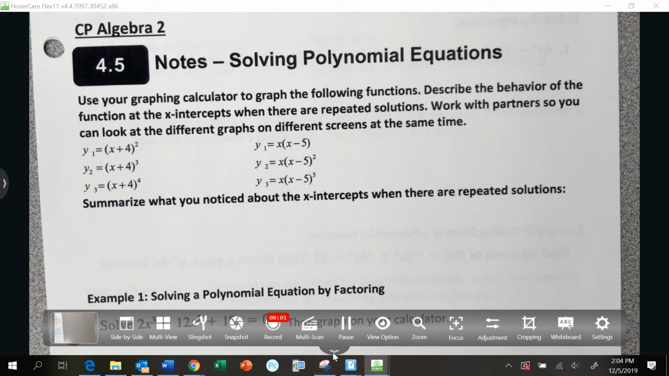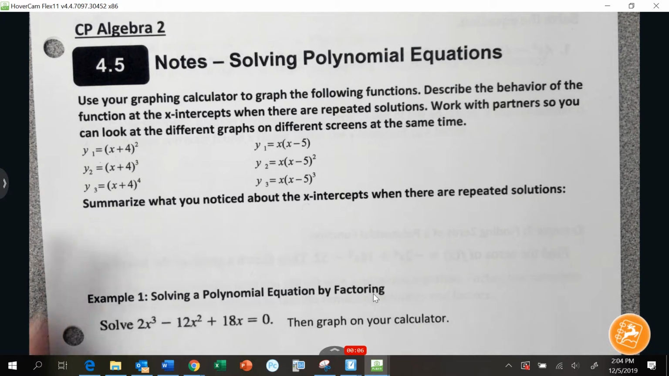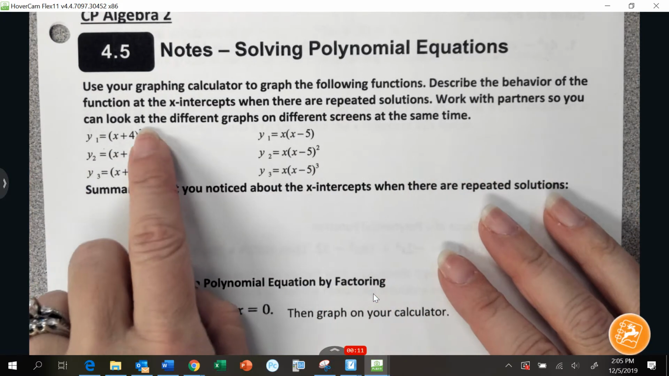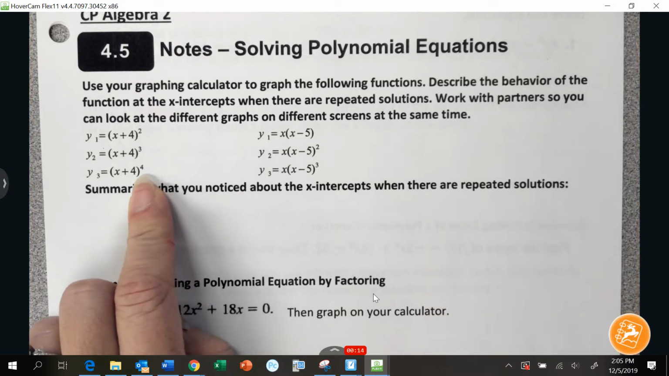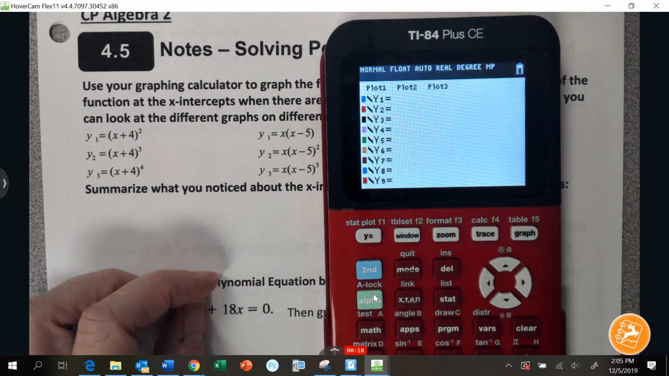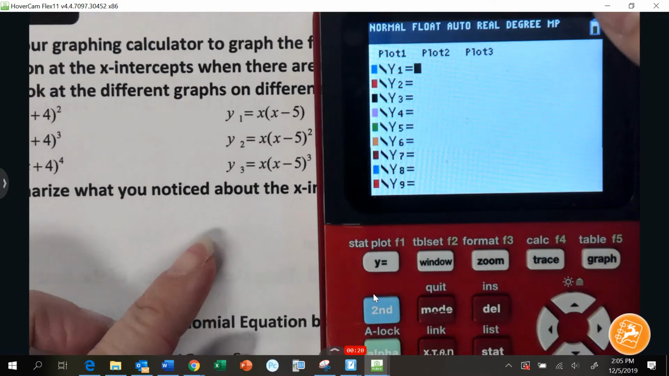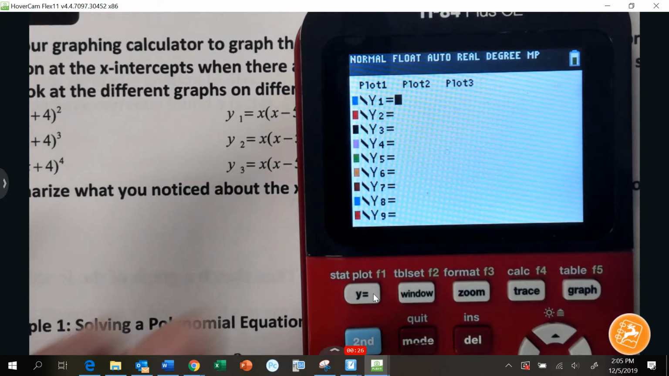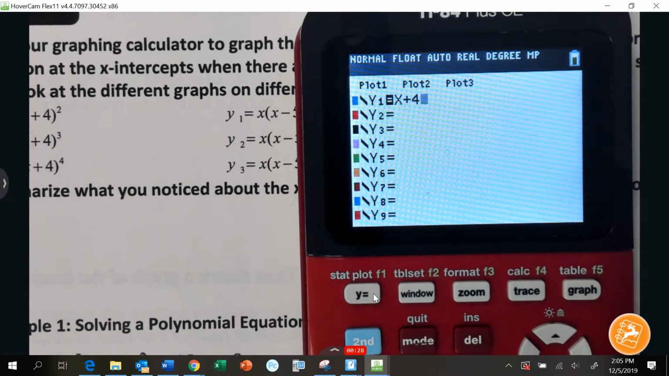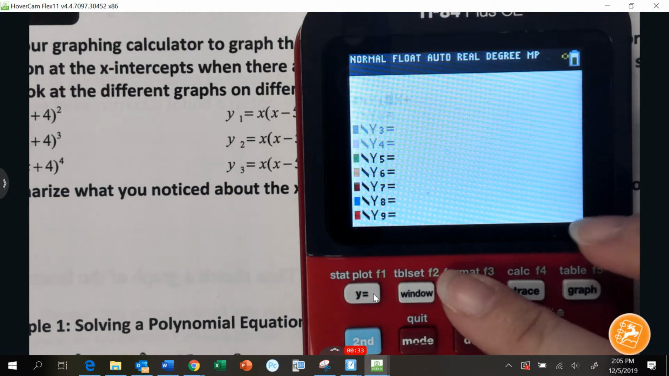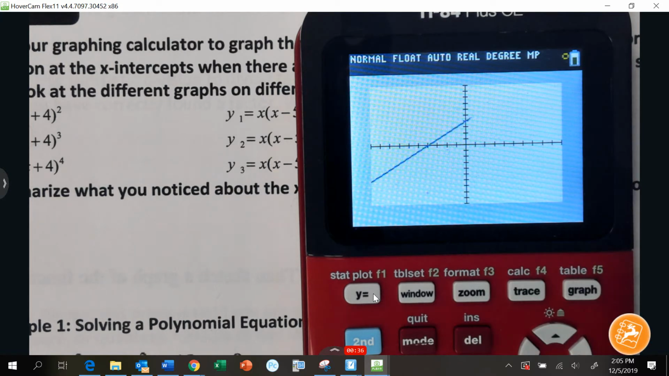All right, so 4-5, we are going to build on what we did in 4-4. But we're going to start by just using our graphing calculator to envision what these graphs look like and what happens when I change the exponents. Okay? So go ahead on your graphing calculator and go to y equals. You can use Desmos. We're going to just do x plus 4 to start. Just do x plus 4, okay? And when you hit graph, if you need to fix your window, zoom 6 is what fixes the window.